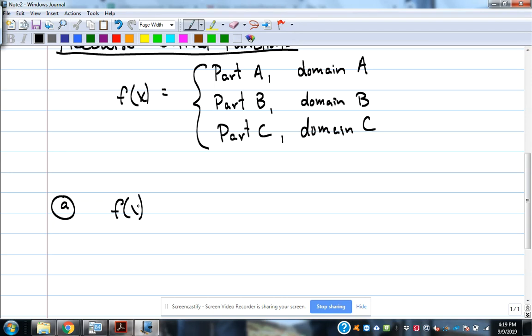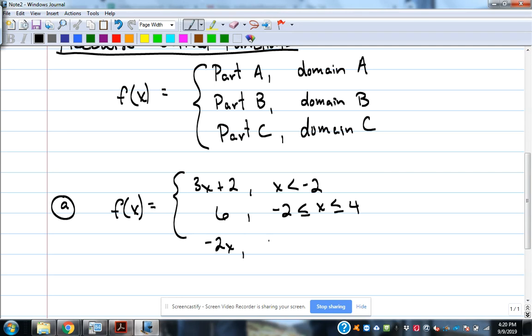f of x is equal to 3x plus 2 when x is less than -2. 6 when x is between -2 and 4, equal to, mark on both of those. And then -2x when x is greater than 4. Excuse me. With these, there's some important things that happen here.